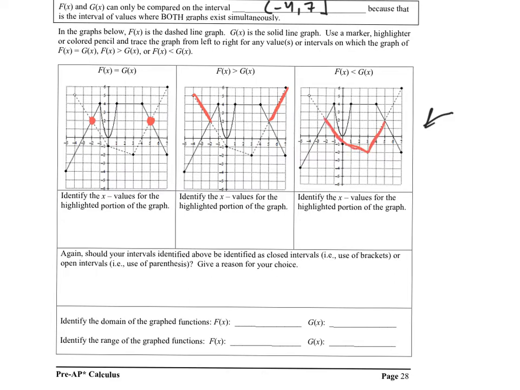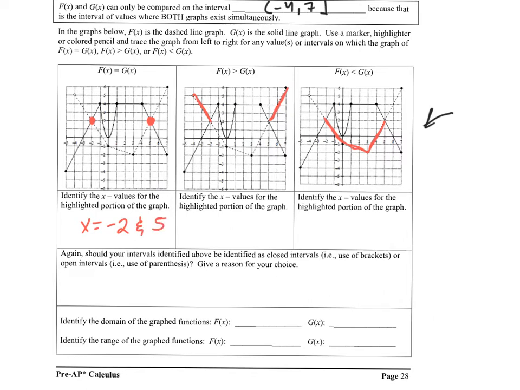All right. Now let's go in and determine our intervals. Identify the x values for the highlighted portion of the graph. When f of x is equal to g of x, x is -2 and 5.